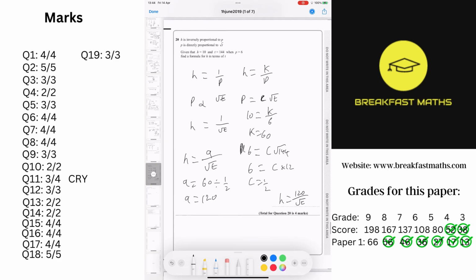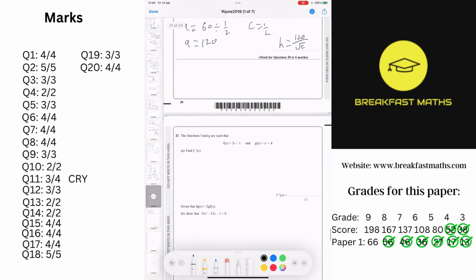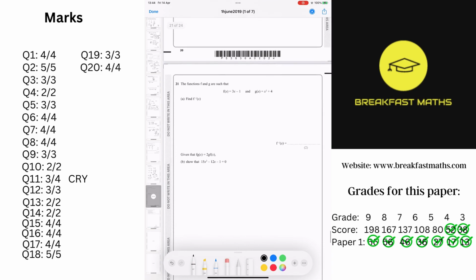And then let's look at the function one, 21. Okay, so we've got inverse functions. So if we say f(x) equals 3x minus 1, we can rearrange this. We say y plus 1 equals 3x, x equals y plus 1 over 3. So this is going to be x plus 1 all over 3. We just replace x and y at the end there.